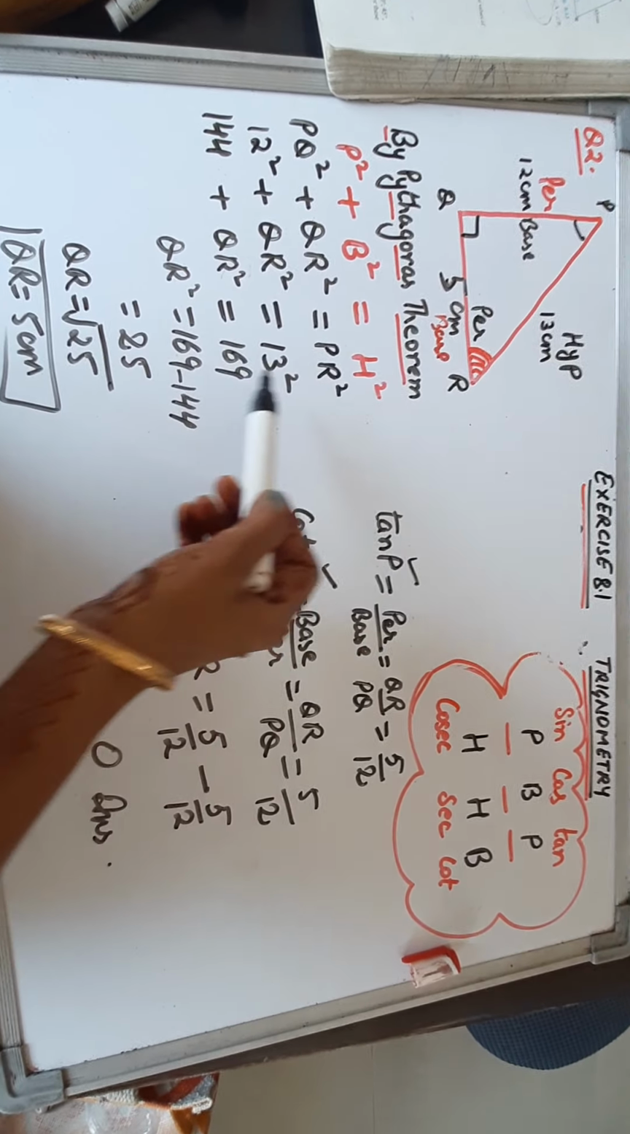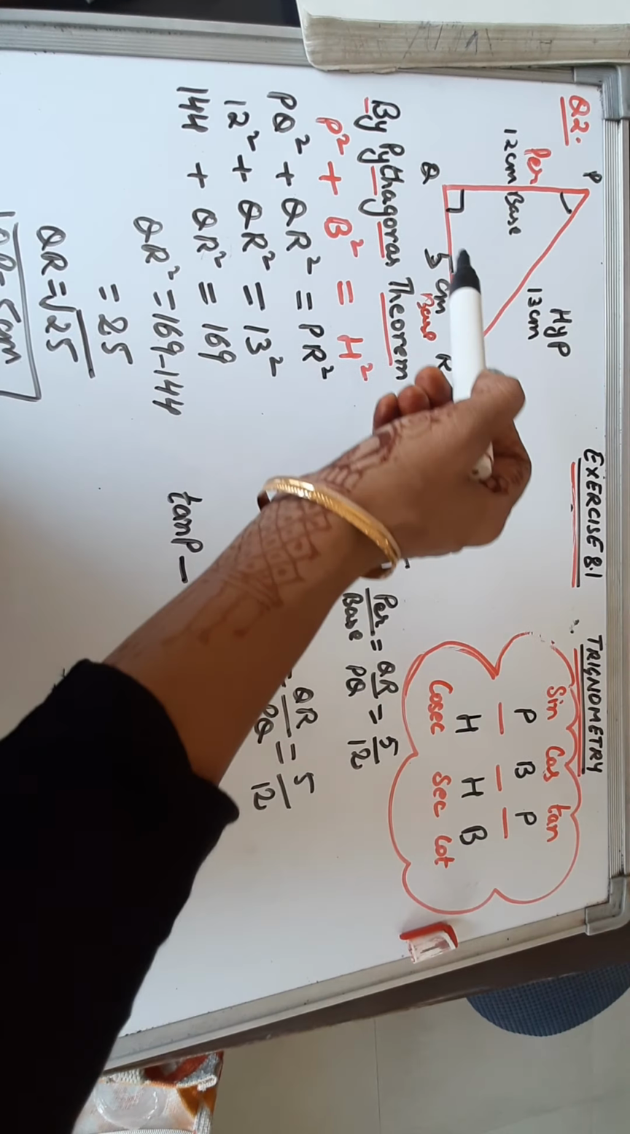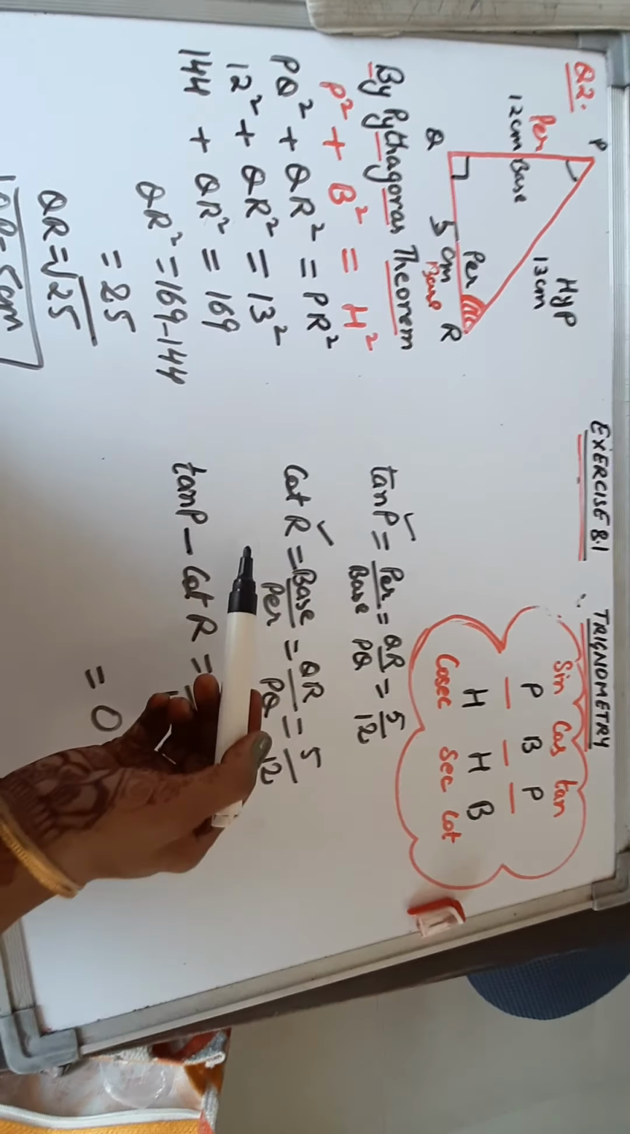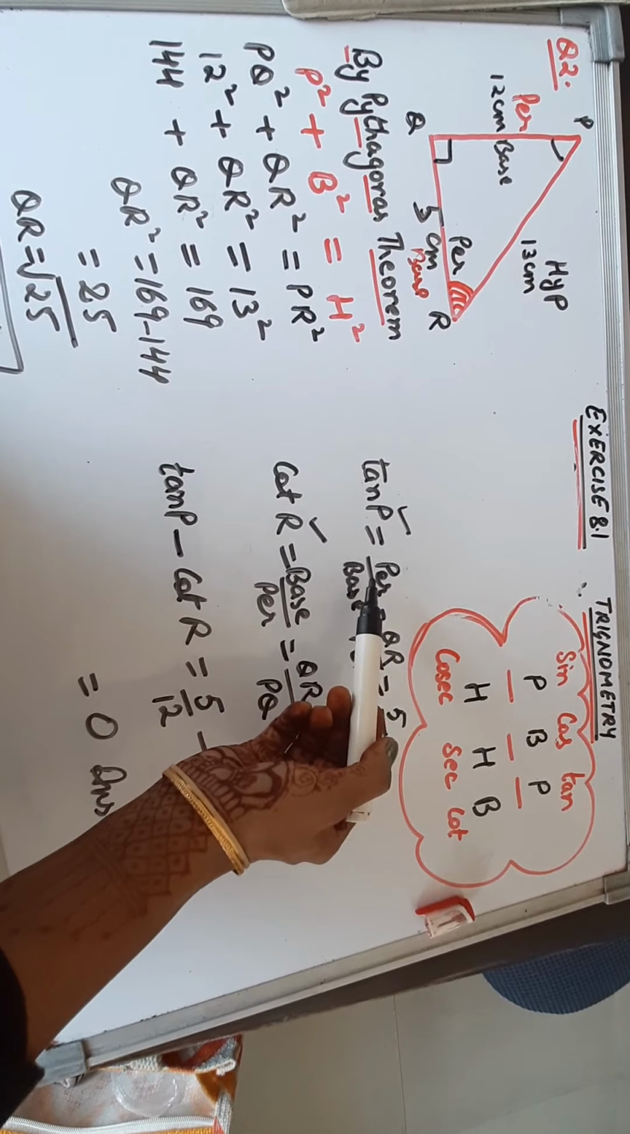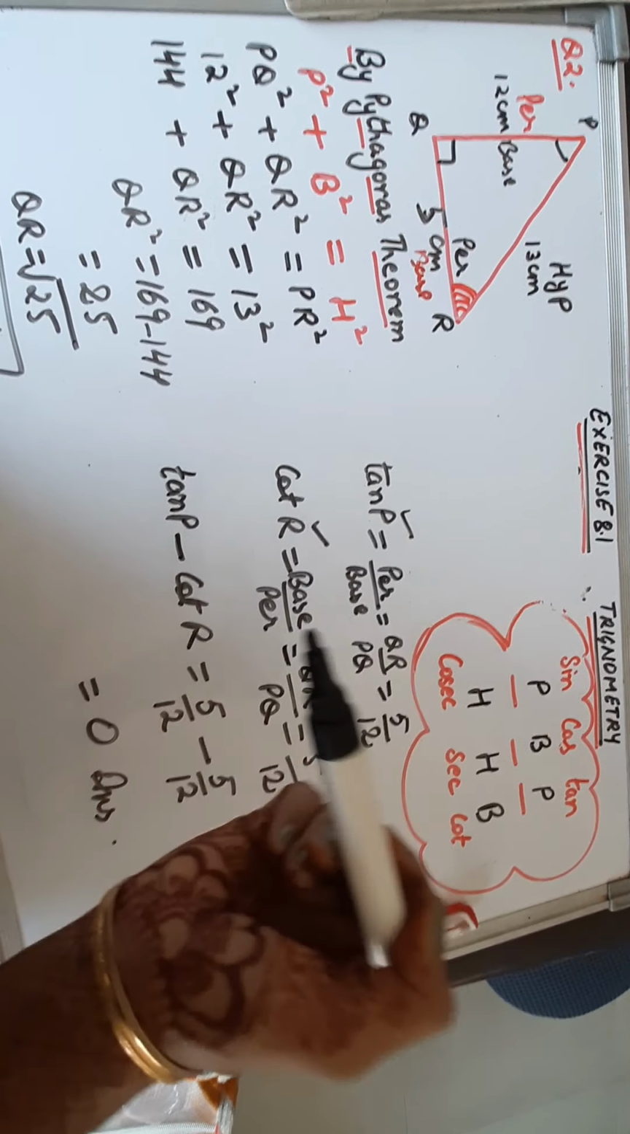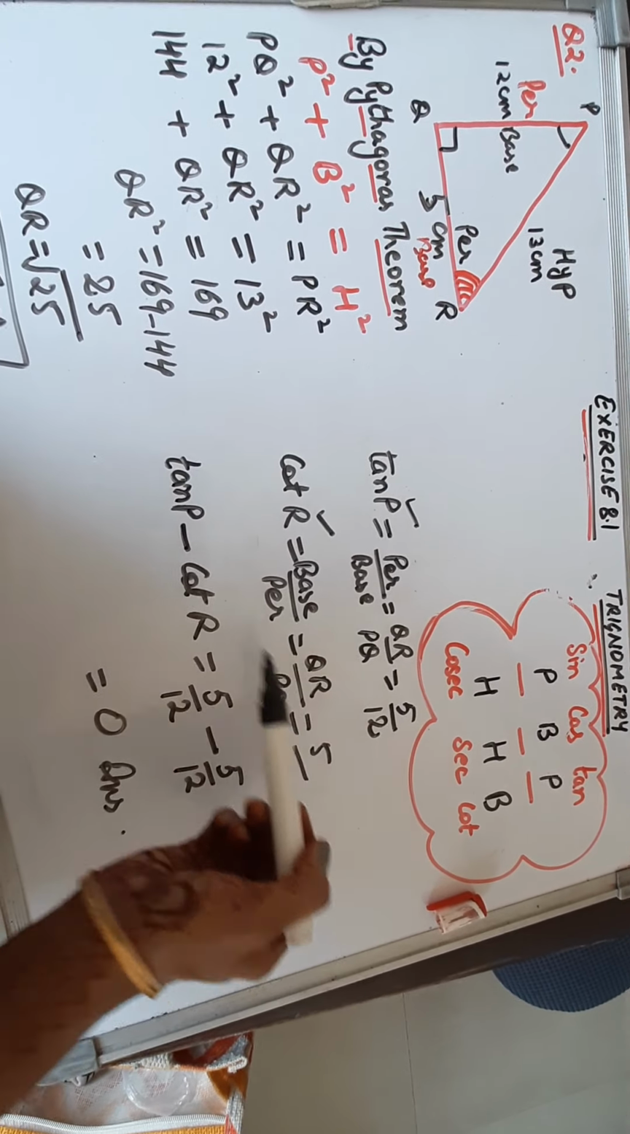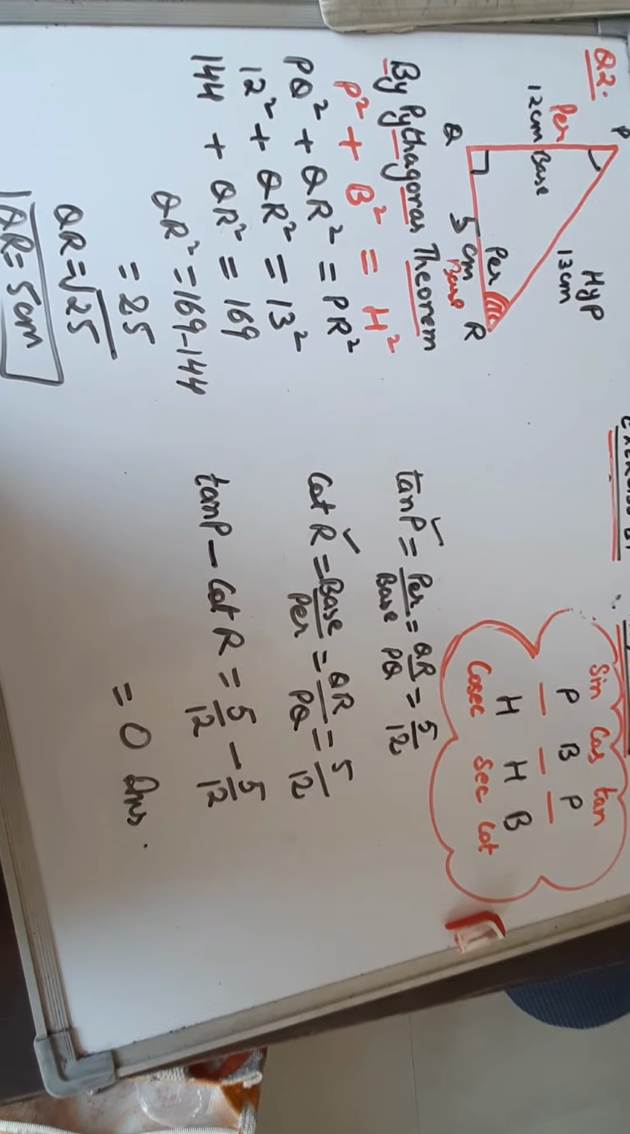Very first step, use the Pythagoras theorem to find out all the sides. Second step, find the trigonometric ratio by focusing on the angle. Third step, put the values and get the answer. So dear students, similarly try question number 3 and 4.